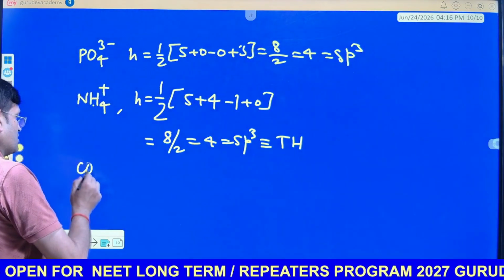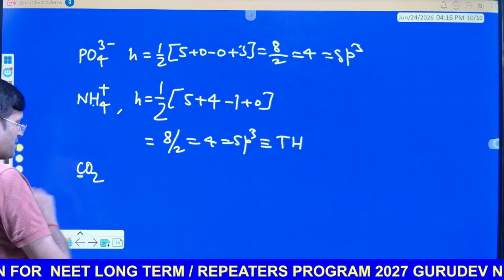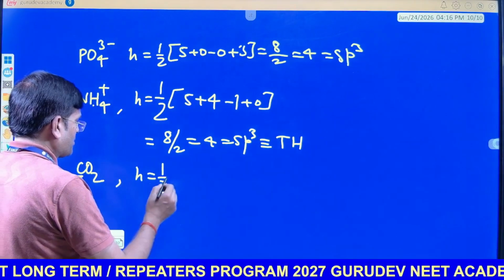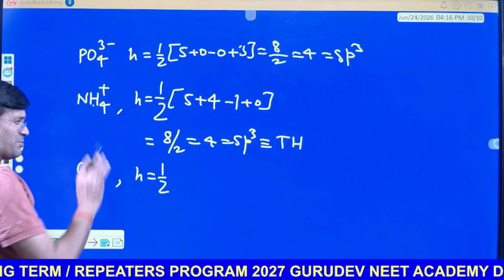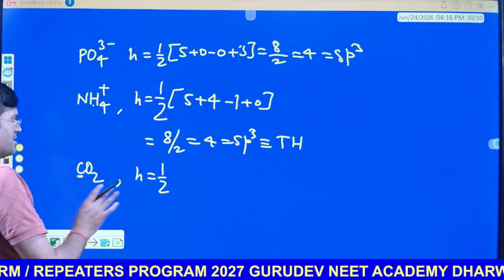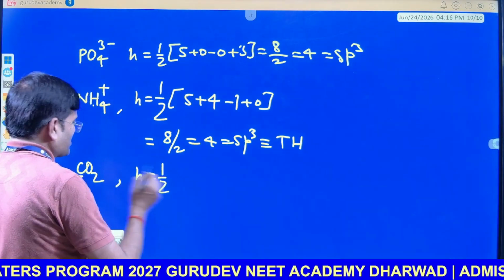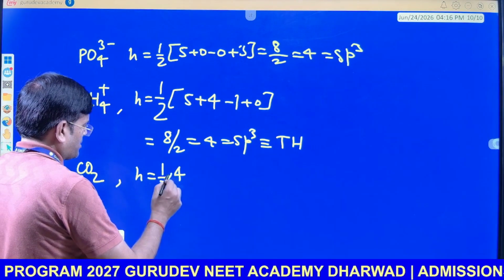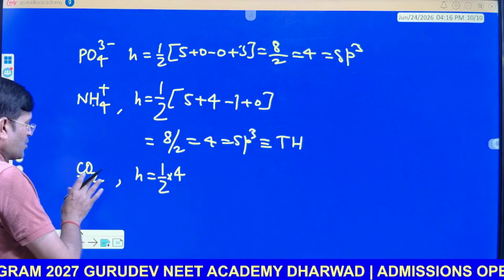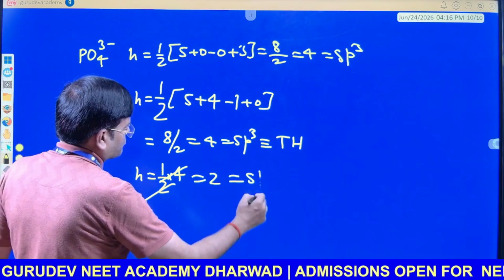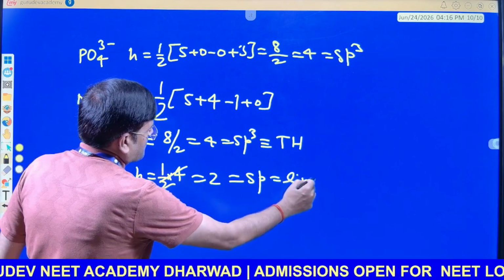Suppose you have CO2, and you have to find out the hybridization of this carbon. So again H is equal to half of. When you practice enough, within 3 to 5 seconds you will be able to find out the hybridization. See, number of valence electrons in carbon is 4. Monovalent atom is not there, no cation, no anion. So it comes to 2, 2 means sp, sp means linear.